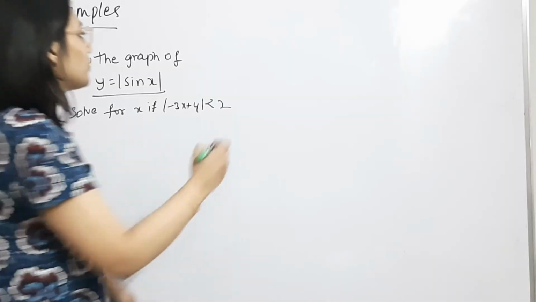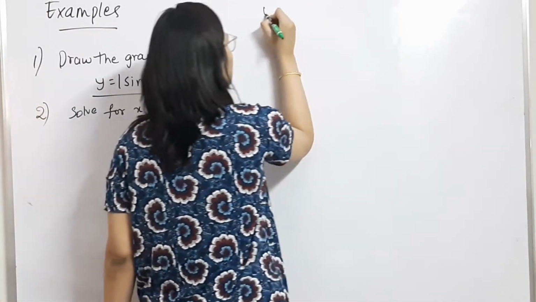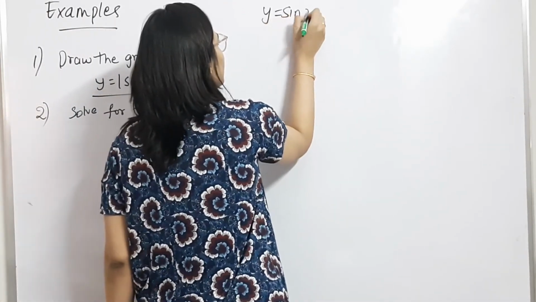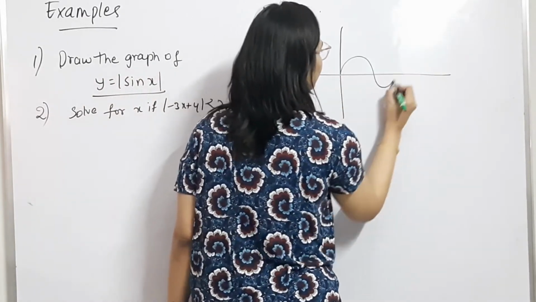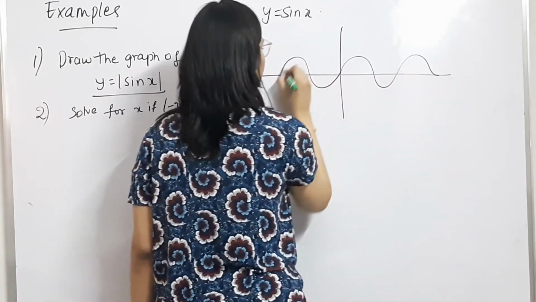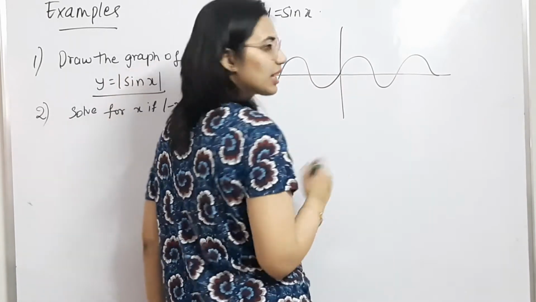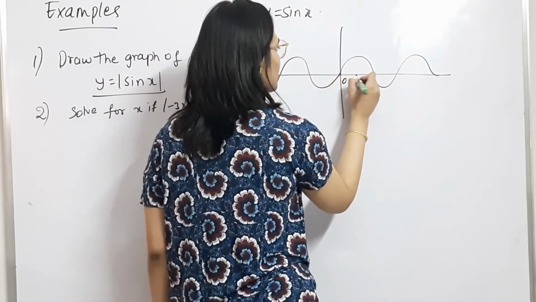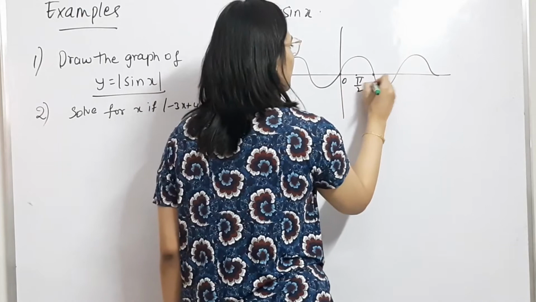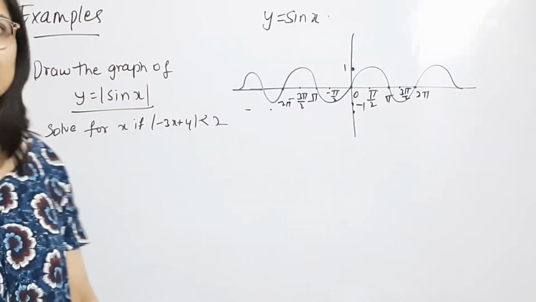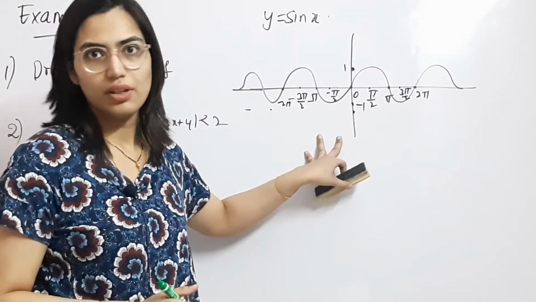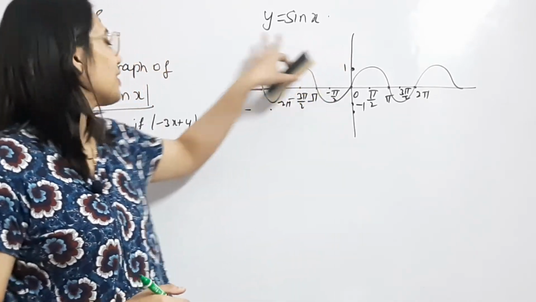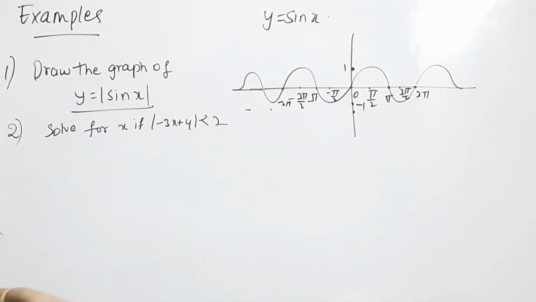And how will the graph of sin x, normal sin x, look like? If you say y is equal to sin x, the graph is something like this, right? If this is 0, this is pi by 2 and this is pi. This is the normal sin x graph. Here they are asking you to draw this. You need to know the sin x graph in order to draw the graph of y is equal to mod sin x.